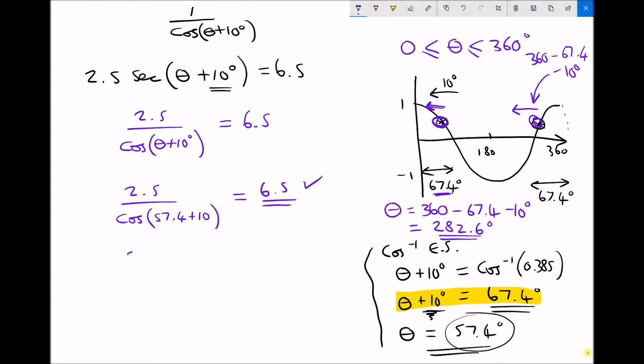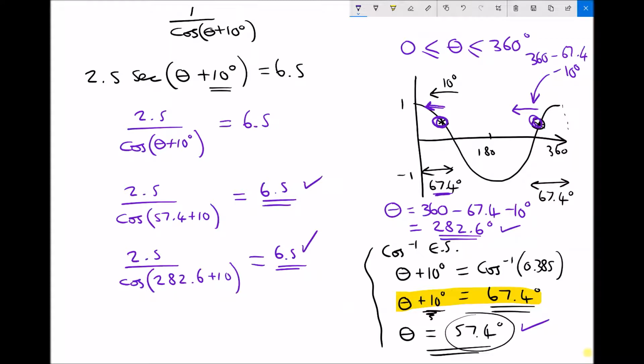Now let's try our second value. We have 2.5 over cos 282.6 plus 10 degrees. And when we run that through our calculators, 2.5 over cos 292.6 this time, once again, we get a value of 6.5. So we've established our two values of theta between 0 and 360 degrees to be 57.4 and 282.6.